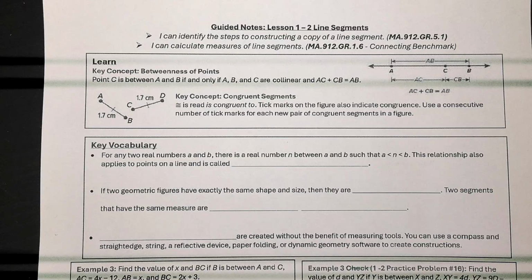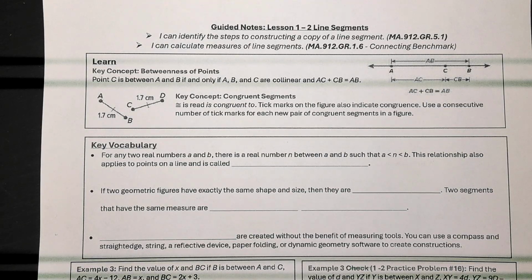For this particular lesson, we have two standards. We got GR 5.1. It says that I can identify the steps to constructing a copy of a line segment. We're going to talk about that on the second page. And the connecting benchmark is GR 1.6: I can calculate measures of line segments. So that's what we're going to talk about first.